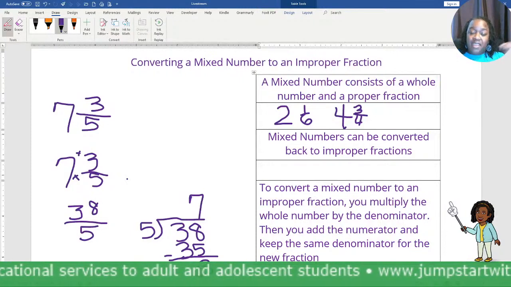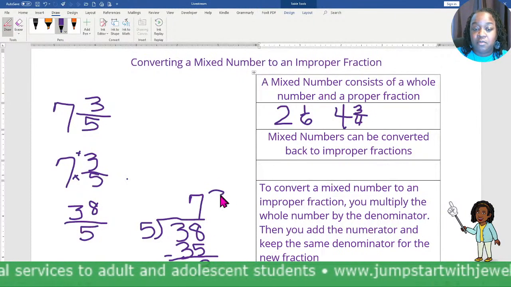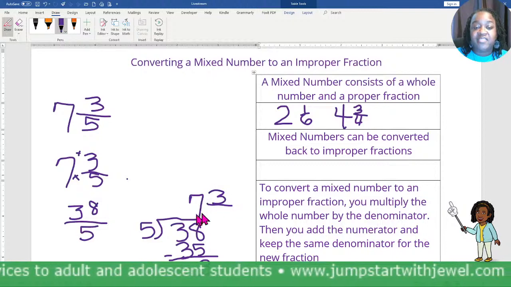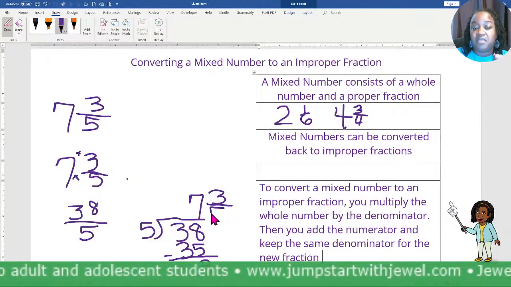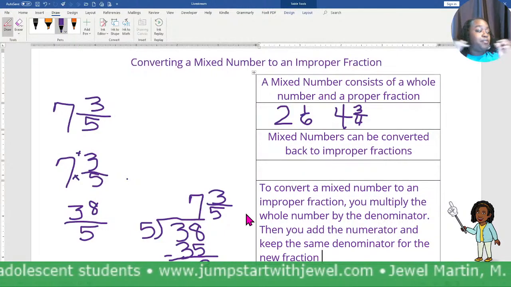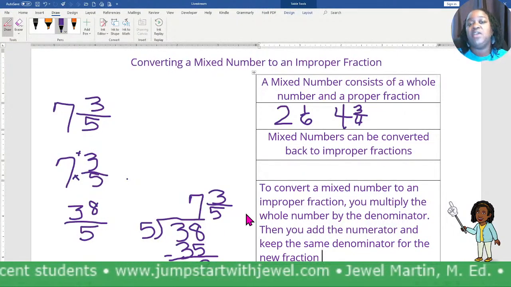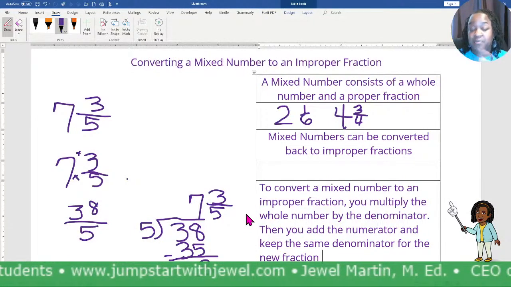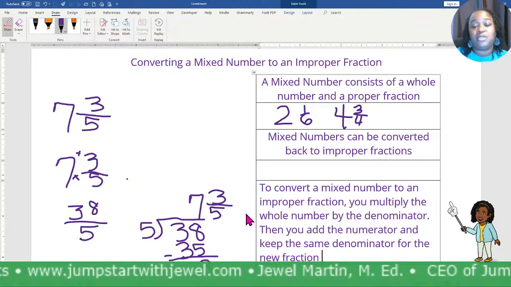And instead of being a remainder, the 3 becomes the numerator, and the 5 is the denominator again. So we've taken a mixed number, we converted it to an improper fraction, and then we converted it back to a mixed number. Again, you never know what your instructions are going to say.